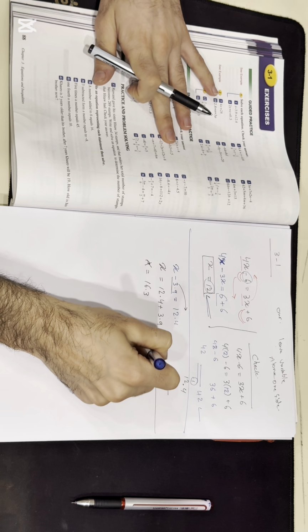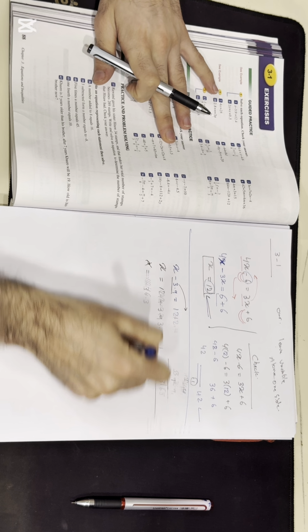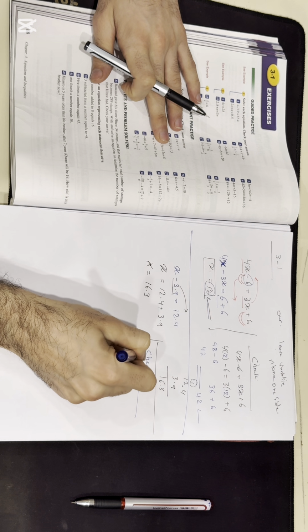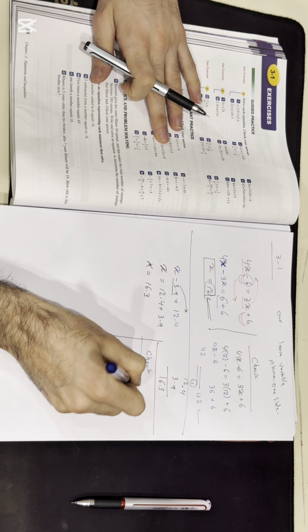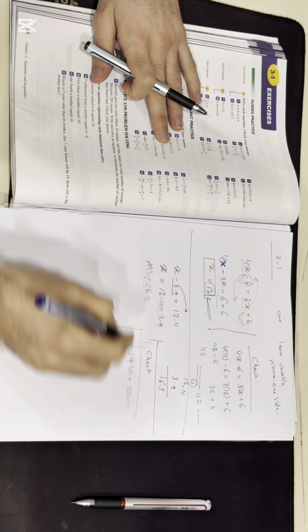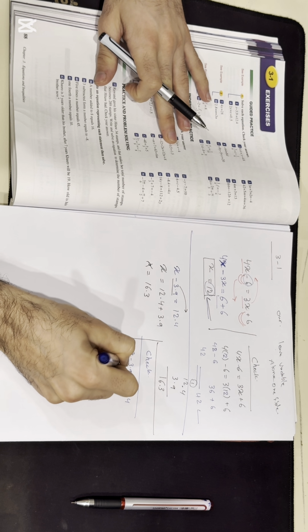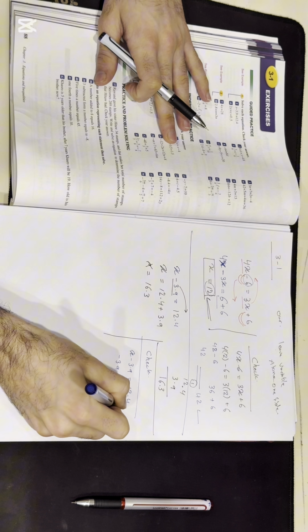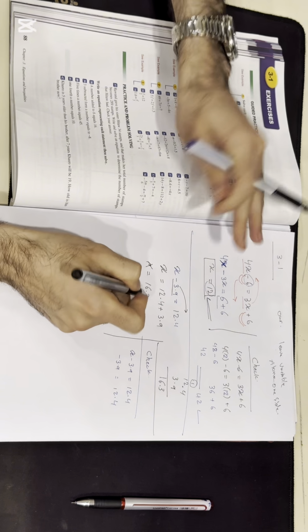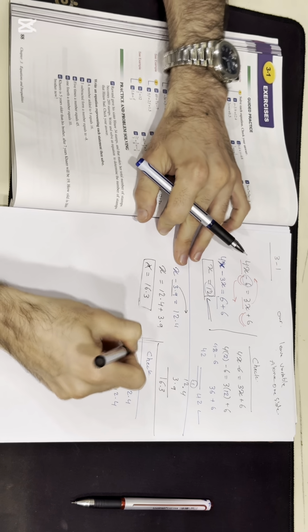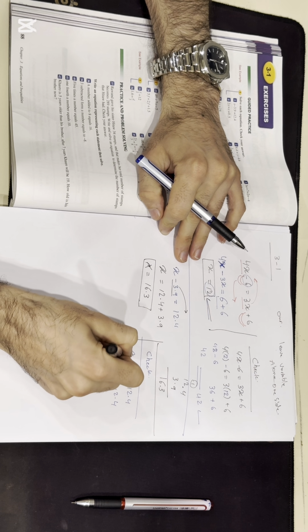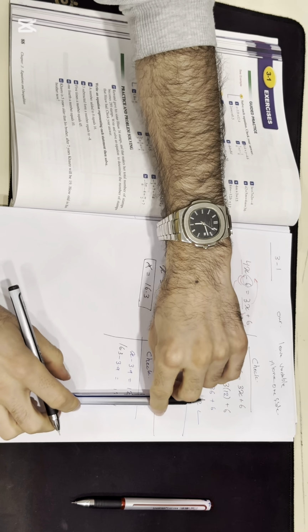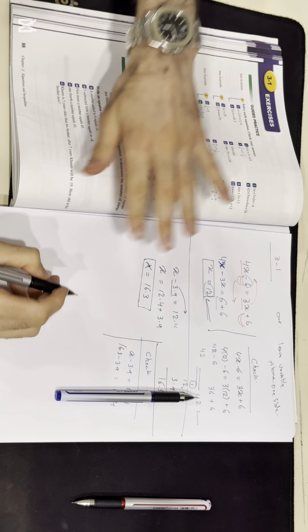Now, how do we know our answer is correct? We have something which is called check. For the check, I'm going to rewrite the question: x minus 3.9 equal to 12.4. So instead of x, I need to write 16.3 because we said x is equal to 16.3. If I put this 16.3 here and simplify, it must be equal to 12.4. If it's not equal to this one, that means my answer is wrong.